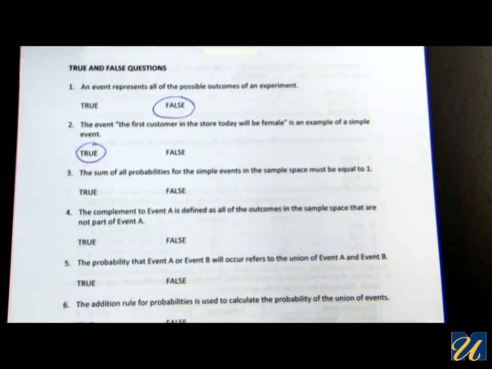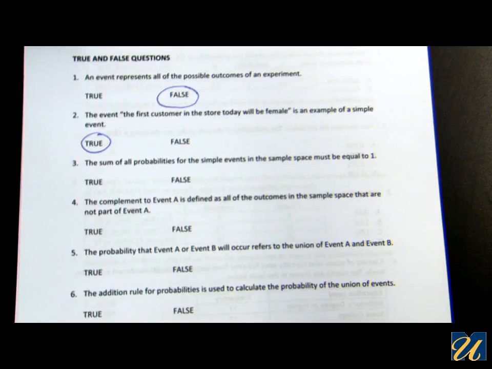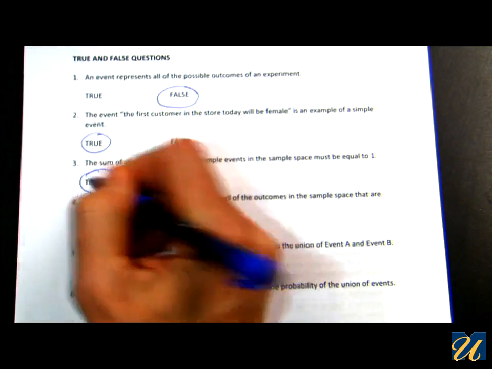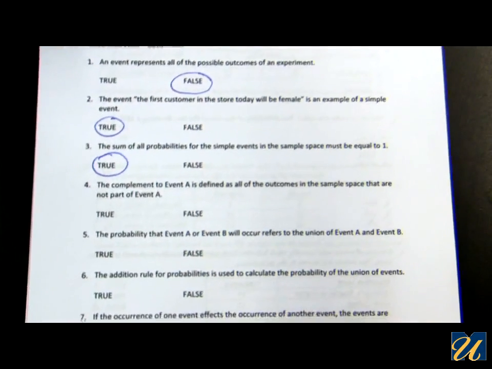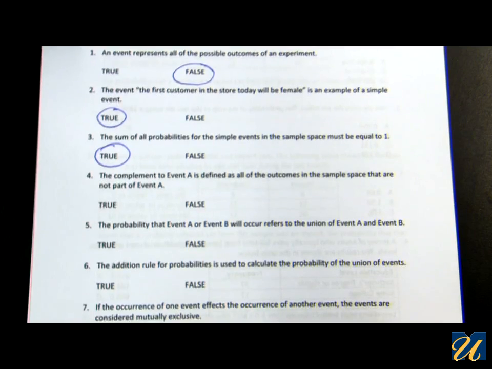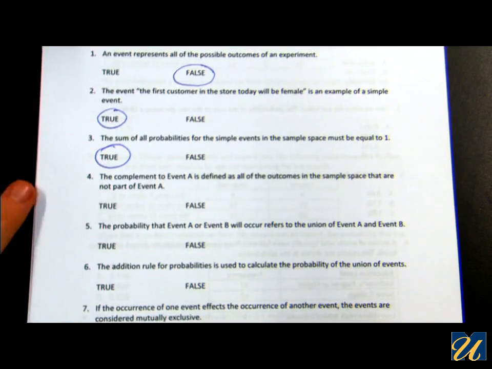The sum of all probabilities for the simple events in the sample space must be equal to 1. Absolutely. That's one of the main rules in probabilities. The complement to event A is defined as all of the outcomes in the sample space that are not part of event A. This is true.